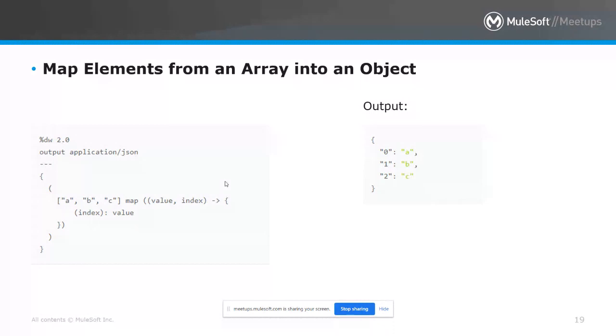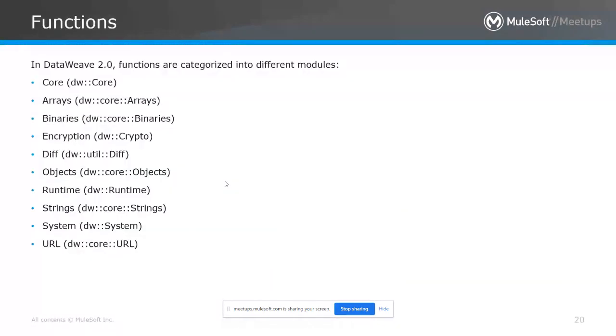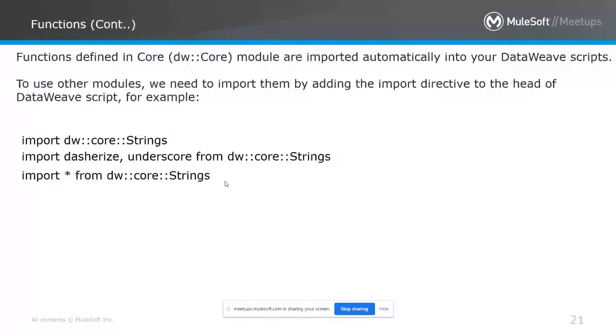And so there are multiple functions, and I have tried to put some core functions here, like core, arrays, binaries, encryption, objects, runtime, string, system, and URL. By default, we have the core modules automatically imported into the DataWeave. But if you want to use any other modules, you can import it into the header part of the DataWeave using the following syntax, which I have here. So for example, if you want to import the libraries for strings, you can do import dw::core::Strings. And similarly, you can also import different other modules into the DataWeave using this syntax.